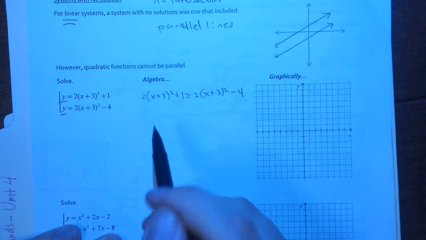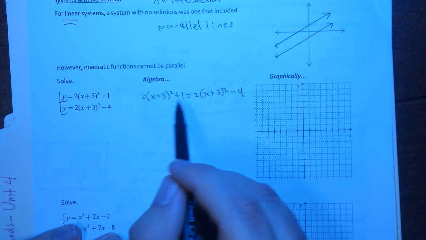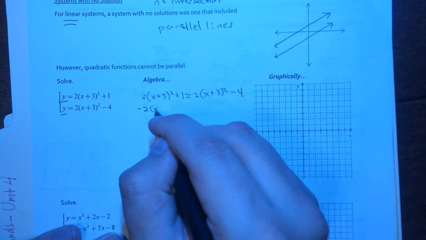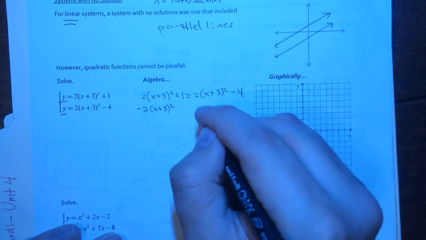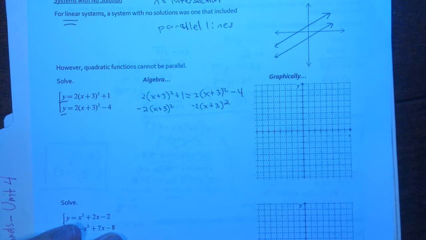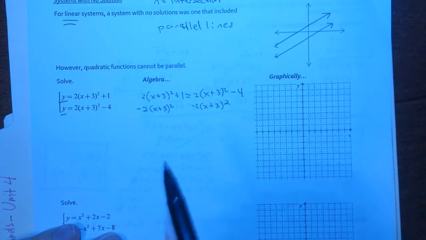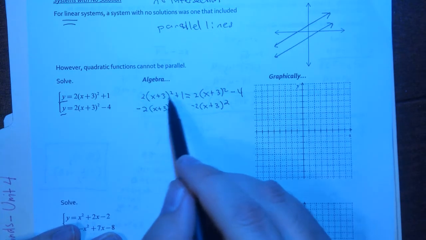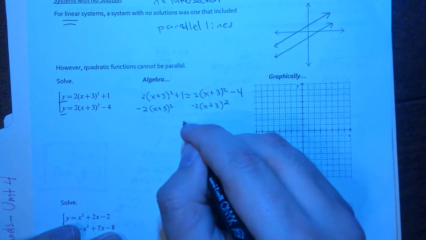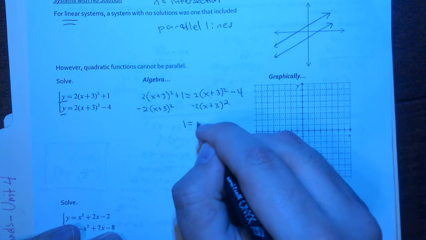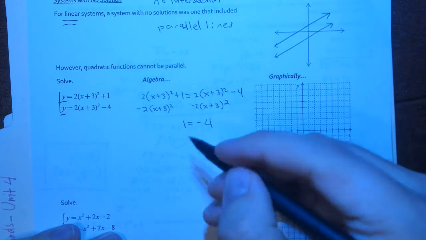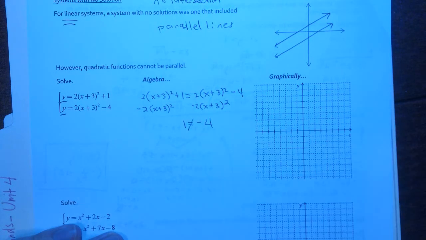But notice, these are both 2 times (x plus 3) squared. So I can actually simplify this for myself and subtract 2 times (x plus 3) squared from both sides of this equation. Well, what happens at that point? 2 times (x plus 3) squared minus 2 times (x plus 3) squared is 0. So what I'll be left with is 1 is equal to -4. I recognize that, of course, 1 does not equal -4, and this is an equation which has no solution.